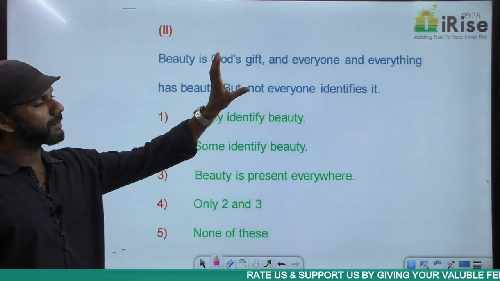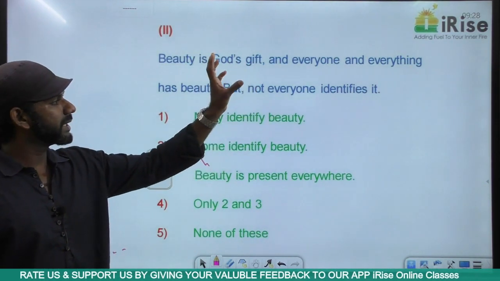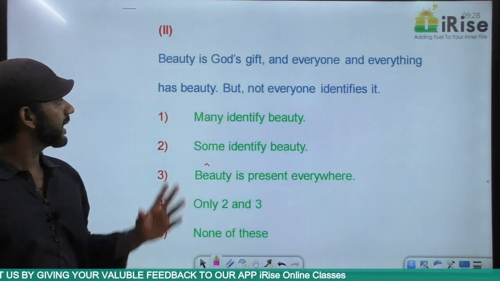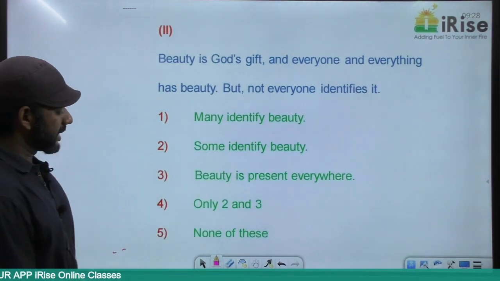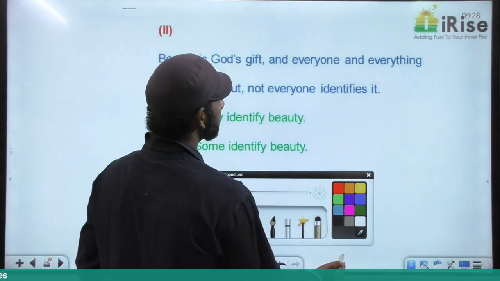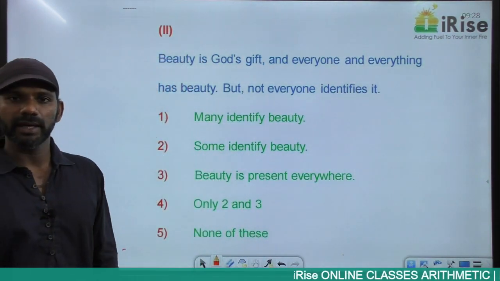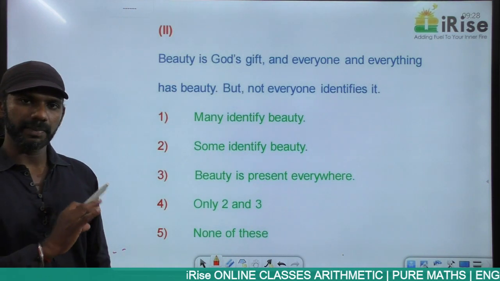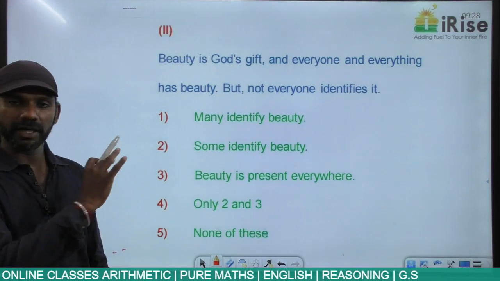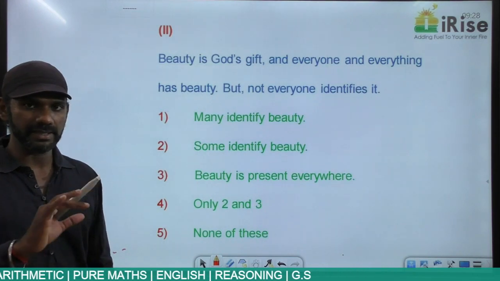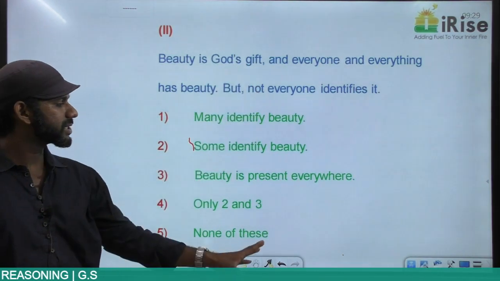Or, this is a part of the passage where the topic of the question is mentioned. So we need to compare only this part with the options. Fine, I'll just read it. Beauty is God's gift, and everyone and everything has beauty, full stop, but not everyone identifies it. So this is the part of the passage that talks about the topic of the question. Compare only this part with the options, forget about the rest of the passage. So my question is, based only on this part, which option?